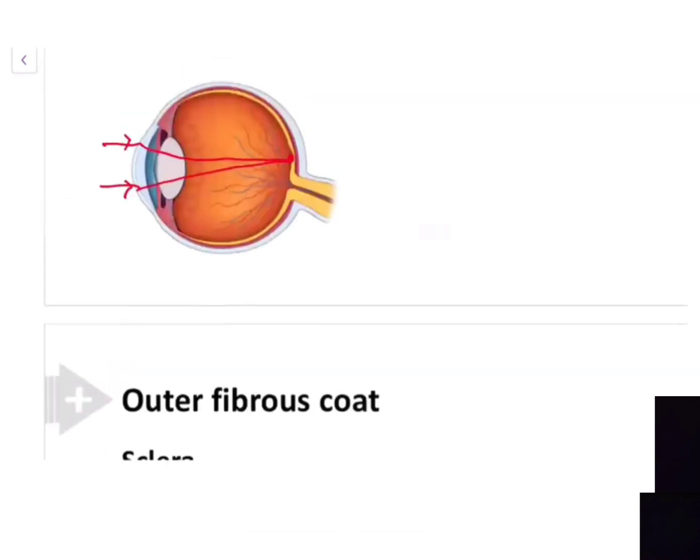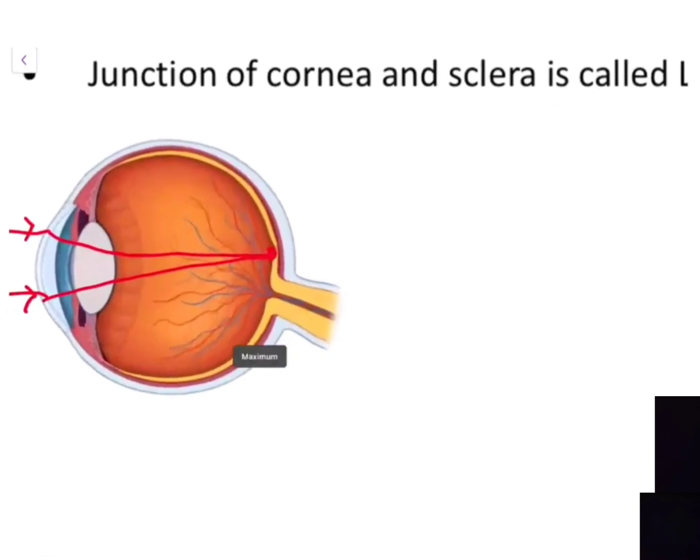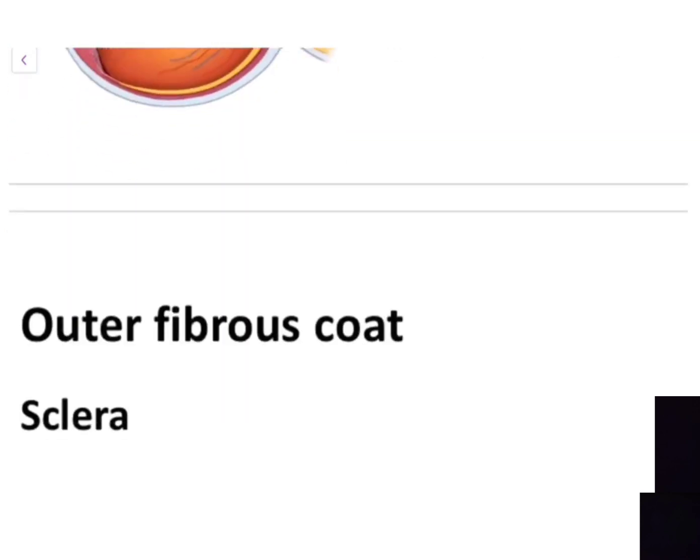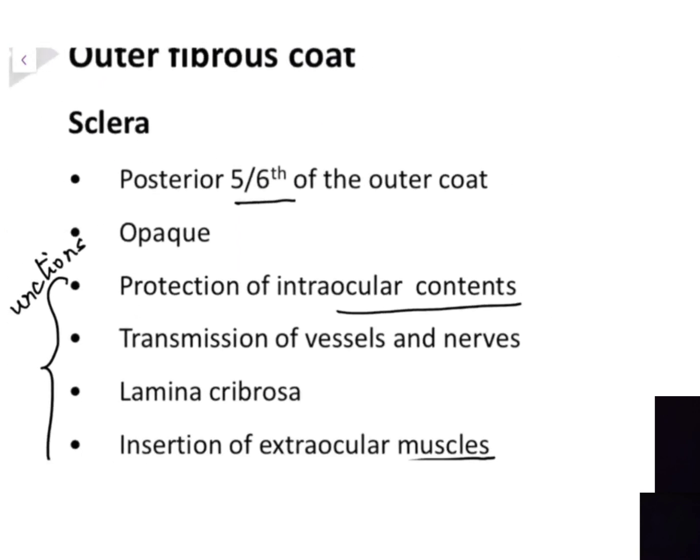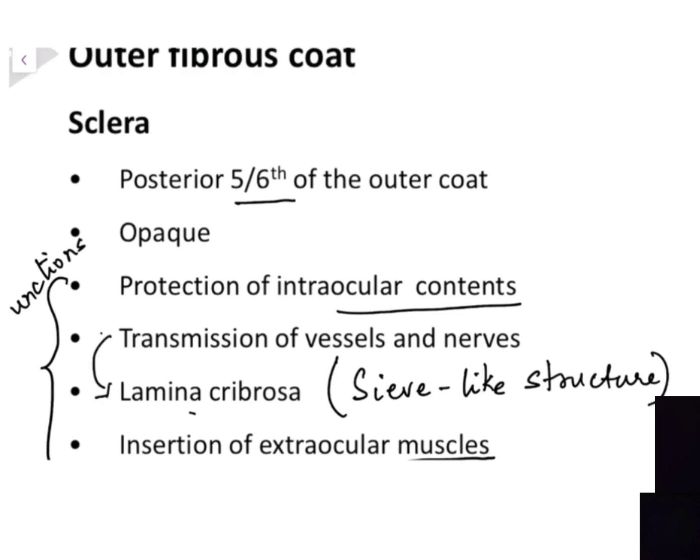Now what do I mean when I say that? See, I told you that this retina continues posteriorly as the optic nerve. Now this optic nerve has to pass through the sclera in order to go out of the eye. So this posterior part of the sclera is modified to form a sieve-like structure called the lamina cribrosa. This lamina cribrosa is a sieve-like structure which allows the passage of the fibers of the optic nerve. So that's why the transmission of the blood vessels and nerves is also an important function of the sclera.